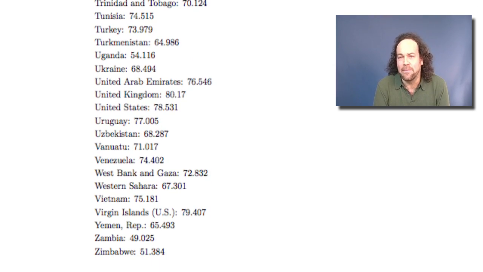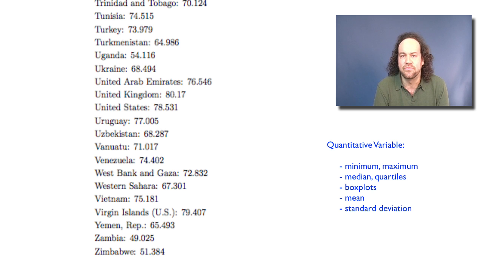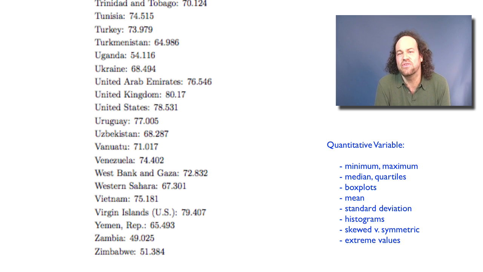Because these data were represented by numbers, it meant that we could compute things. We could talk about, for example, the minimum value and the maximum value. We could talk about the median. We learned about the quartiles. We used that to draw a box plot. We also computed things like the mean value and the standard deviation. We could draw things like histograms. We could talk about if they're skewed or if they're symmetric. We could talk about the extreme values of the data. These are all things that we can talk about if we have quantitative data. But there's other kinds of data too.